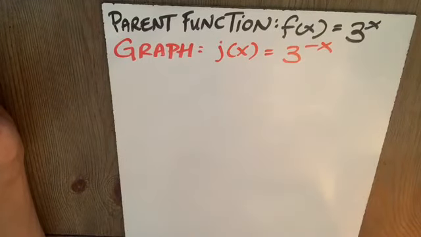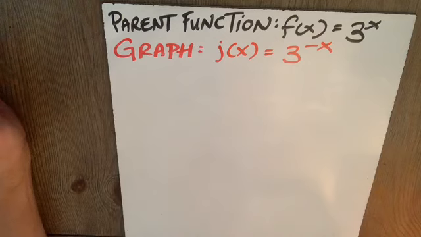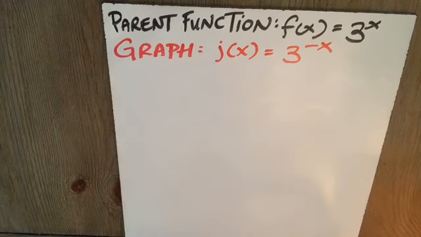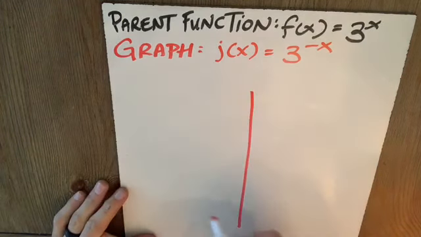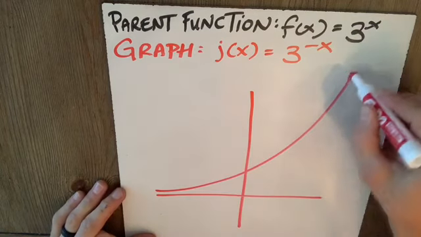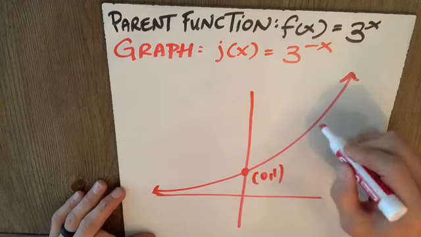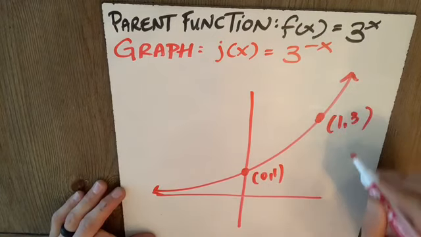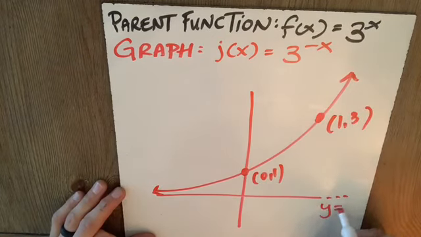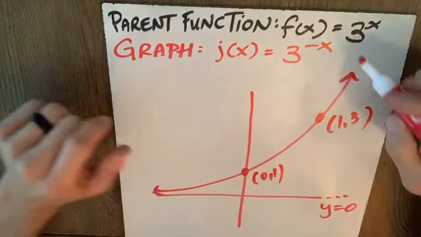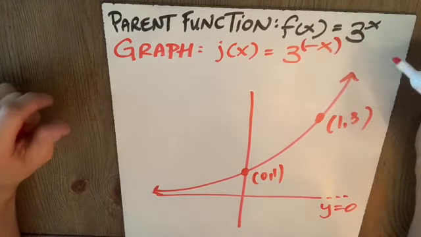If the parent function is f of x equals 3 to the x, and I'm asked to graph j of x equals 3 to the negative x, well, we've already done this, haven't we? First, graph the parent function. We know that's going to go through 0, 1 and 1, 3 and have this horizontal asymptote at y equals 0. Now, inside this parentheses affects the x.